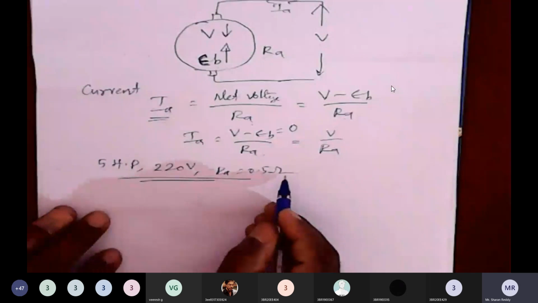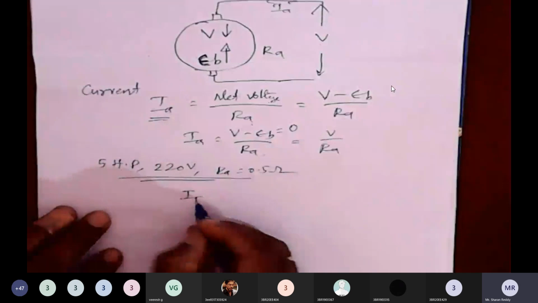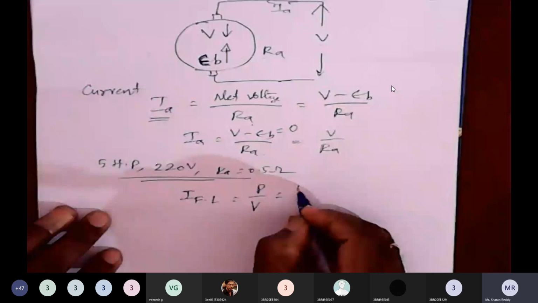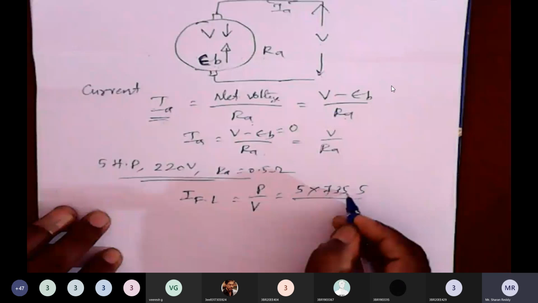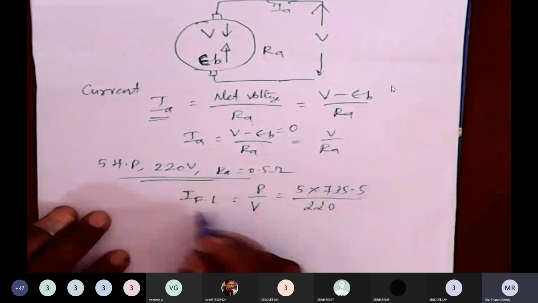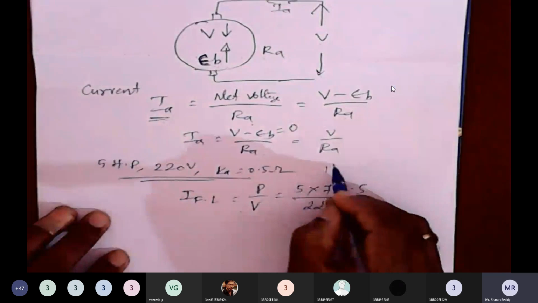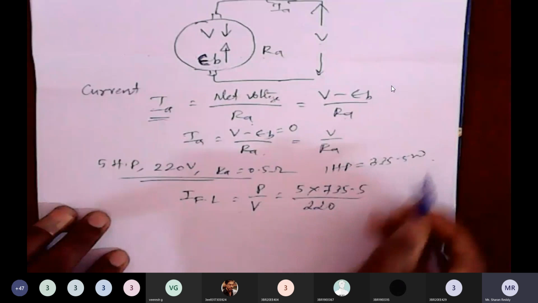Now, what is the current taken by this motor? What is the full load current of this motor? I_FL is equal to power by voltage. What is the power? It is 5 horsepower. 1 horsepower is equal to 735.5 watts. 5 horsepower is 5 into 735.5, and you divide the power rating by 220. In DC, power is equal to voltage into current, so current is equal to power by voltage.